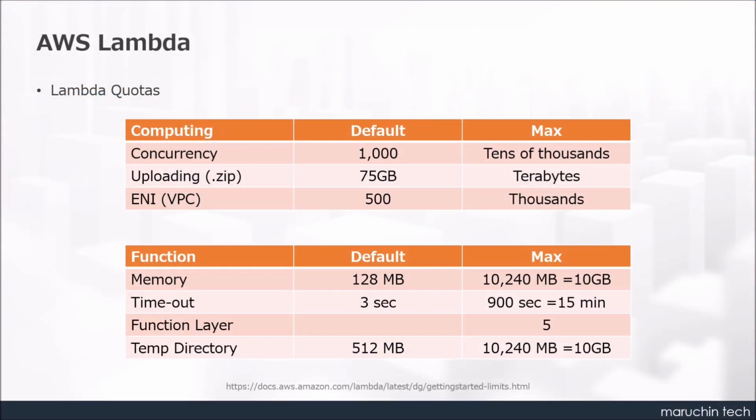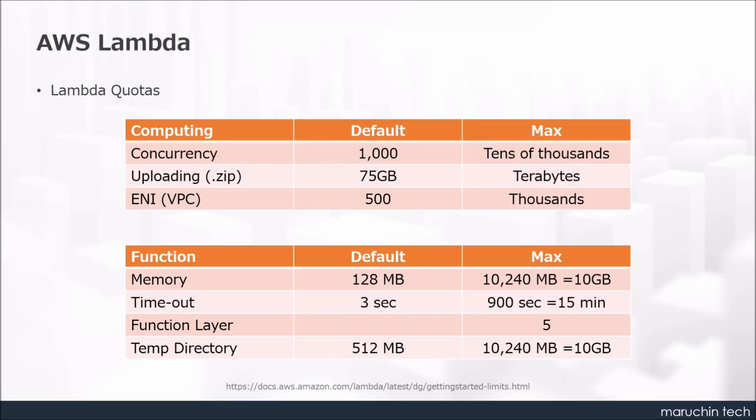Next, let's discuss Lambda quotas. A quota is the limit on the resources you can use. Regarding computing, there are limits on concurrent executions, uploadable zip file size, and ENIs per VPC. These quotas can often be increased by submitting a request. For function configuration and execution, there are limits on memory, timeout, layers, and ephemeral storage. These have default and maximum values.